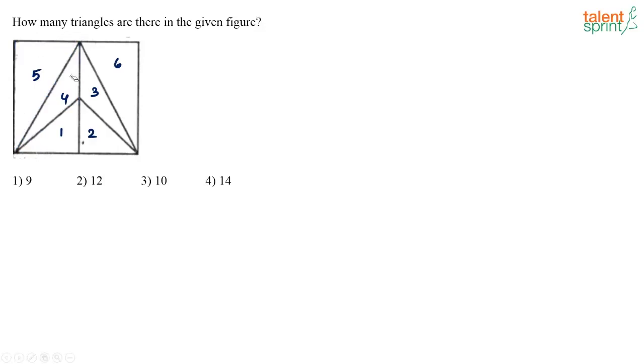Now what are the other triangles that you have? See, look at this one, 7. This is triangle number 7. Then triangle number 8, and then last you have, this is triangle number 9, and this is triangle number 10. So totally you have 10 triangles in the given figure.